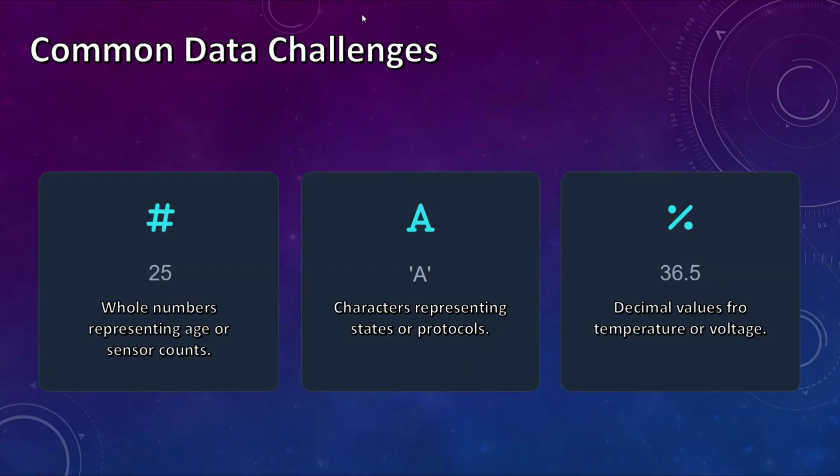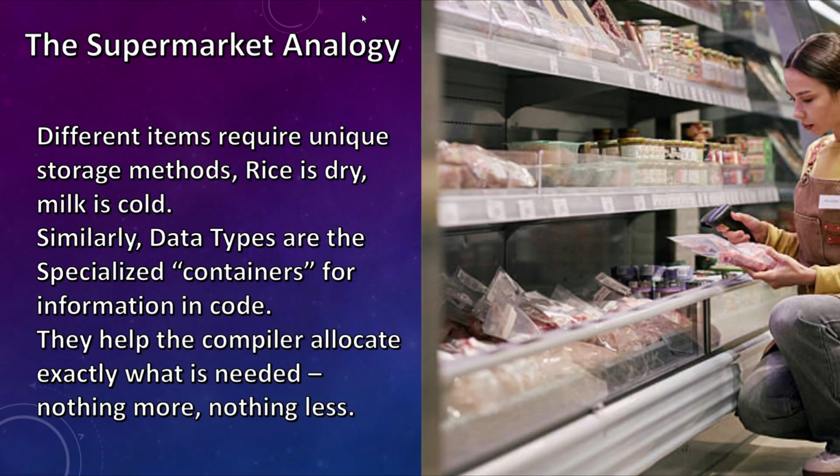Suppose I want to store the value 25. Suppose I want to store the letter A, or suppose I want to store the value 36.5. All these values are different. One is a whole number, one is a character, and one is a decimal number. So, naturally, the compiler needs a way to identify what kind of information we are storing. That's exactly why data types exist.